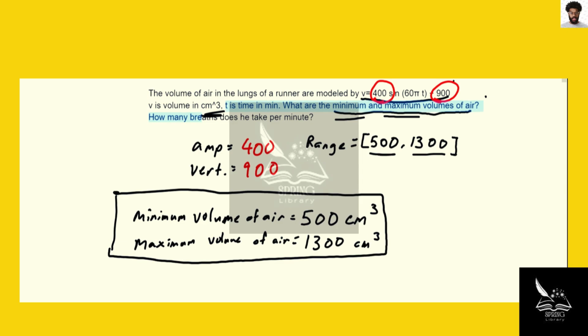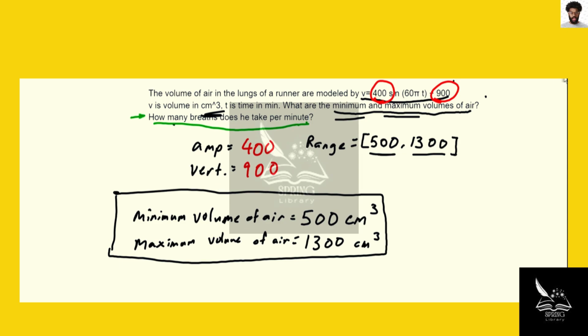Now for the second question, it asks how many breaths does the runner take per minute? To find out, we need to find the frequency, because the frequency is basically how many cycles the graph repeats in a given interval. That will answer this question.